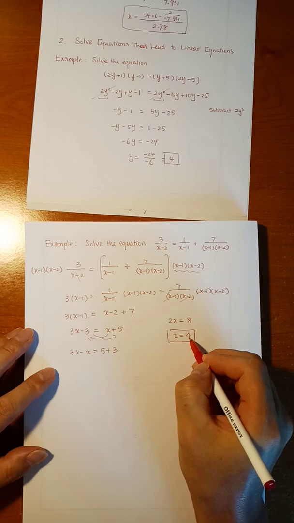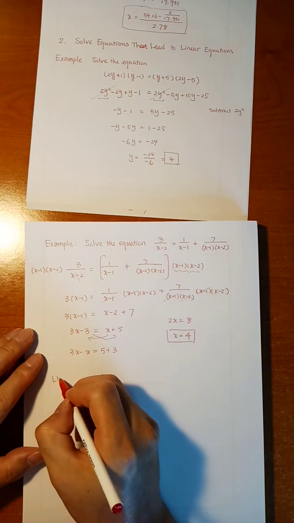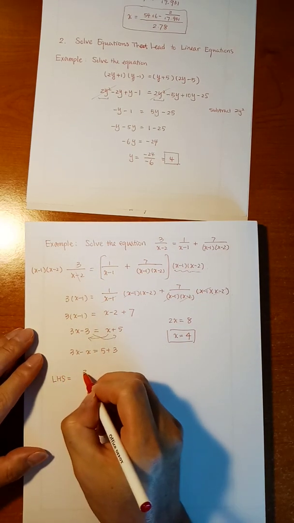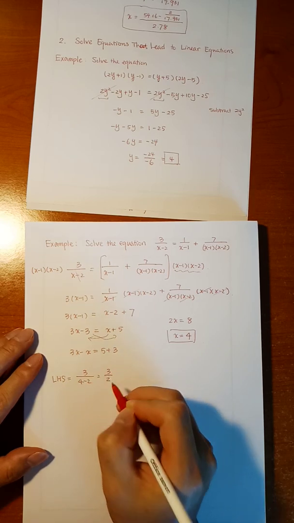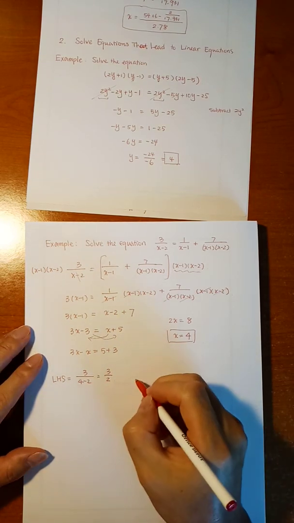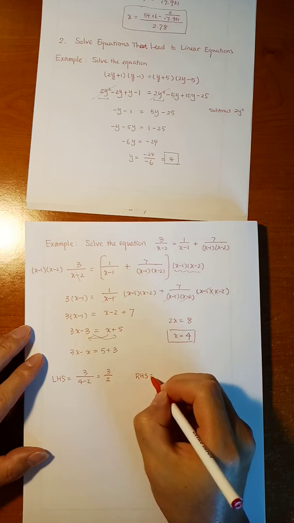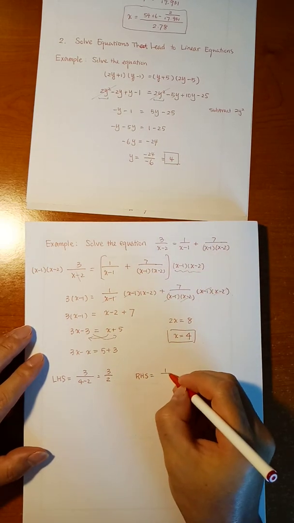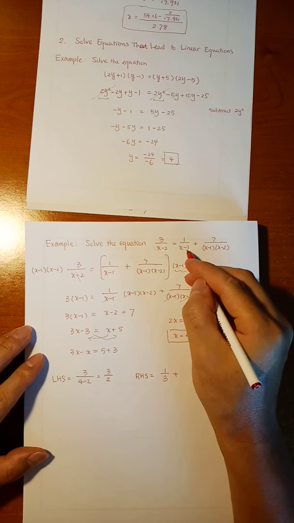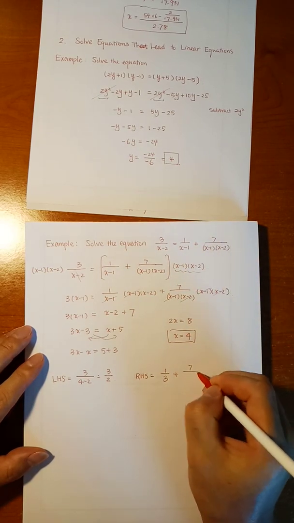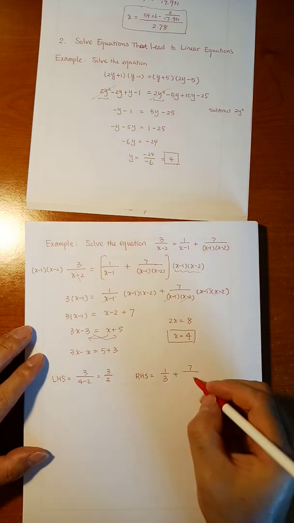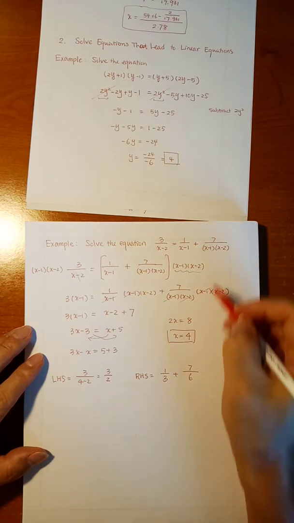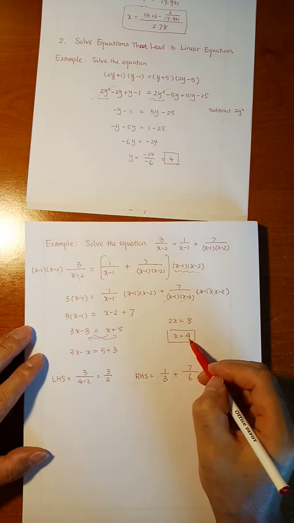So when x is 4, the left-hand side is 3 over (4 minus 2), which is 3 over 2. And the right-hand side is 1 over 3, since 4 minus 1 is 3, plus 7 over, you see, 4 minus 1 is 3, 4 minus 2 is 2, so it's 6. 3 times 2 is 6. We plug in x equal to 4.